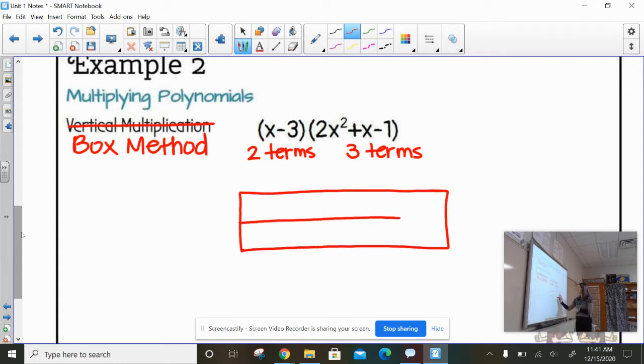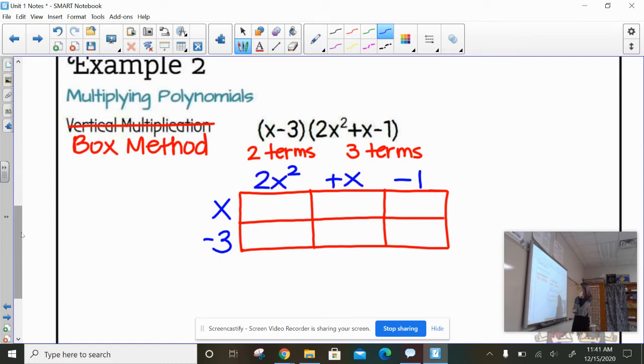Okay, so 2 that way, 3 that way. Okay, right, so I'm actually going to put my x minus 3 over here along the side. So the x minus 3, I'm putting it along the side. The trinomial up here, I'm going to put it along the top.